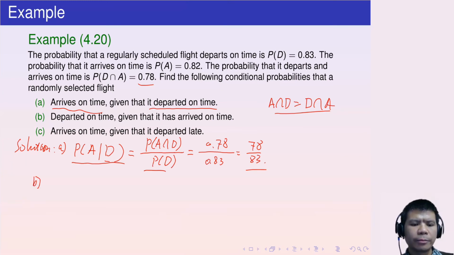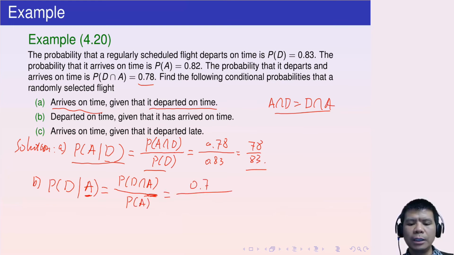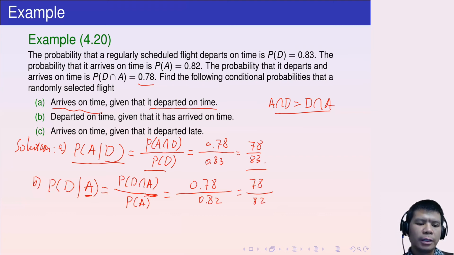Now let's consider part B. Okay, now it departed on time given that it has arrived on time. So for this one, the event of interest is departed on time, and the condition is given that it has arrived on time. So therefore we have the intersection, D intersect A over probability of what? Okay, be careful. Now the condition is A, so it's over probability of A. So it equals 0.78 over 0.82, which is 78 over 82. Okay. Now similarly, let's consider C.